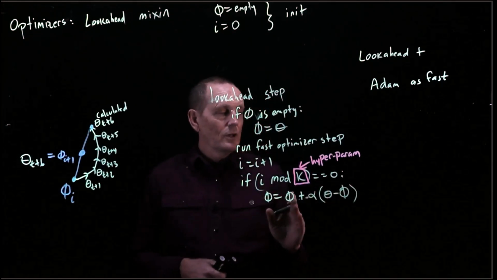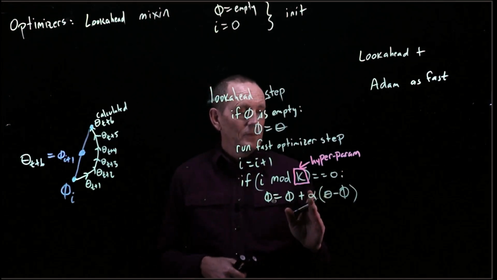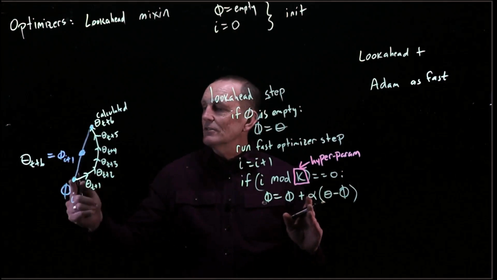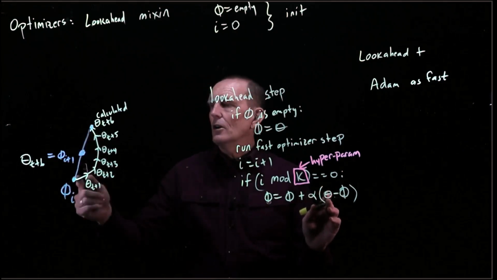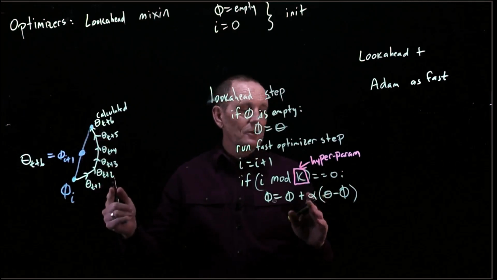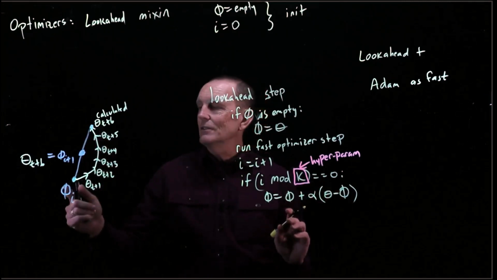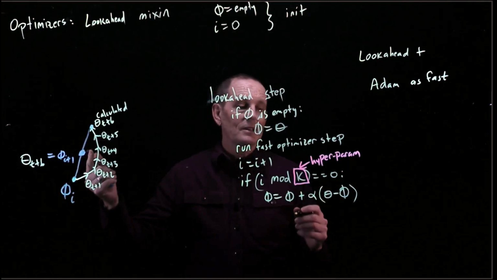So we are going to go some amount of the distance from here to here. If alpha is 1, that means we're going to go all the way to theta. If alpha is 0, that would mean we would stay at phi. And if it was half, which is a common value of alpha, then we go halfway between. So this is another hyperparameter. And then theta equals phi.